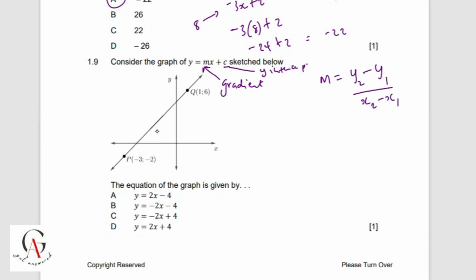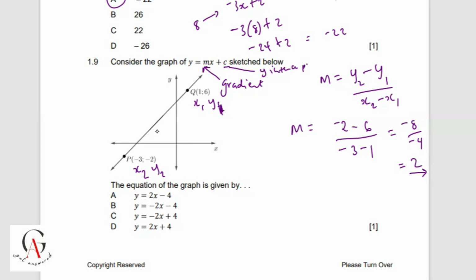Okay, so y2 minus y1 over x2 minus x1. So if this is my x1, y1, this is x2, y2. Which means my gradient is going to be negative 2 minus 6 over my x2, which is negative 3 minus 1. And I simplify that, I have negative 8 over negative 4. So simplify that further, we're going to end up with just a 2. So this is our gradient.